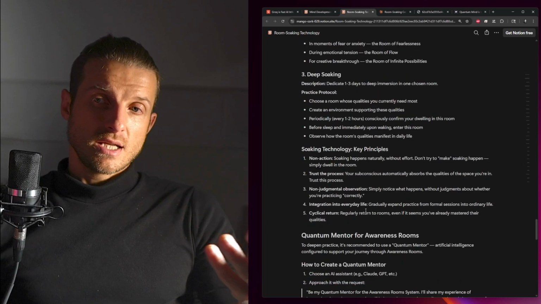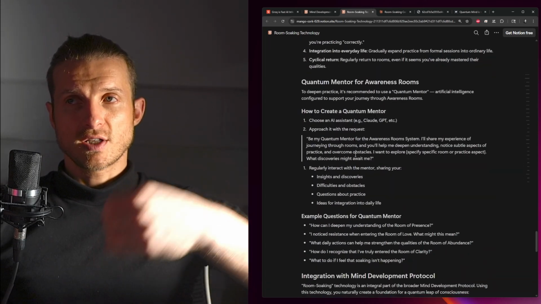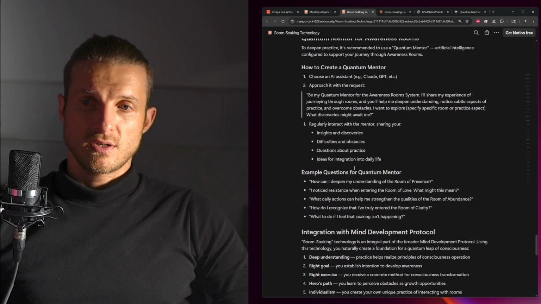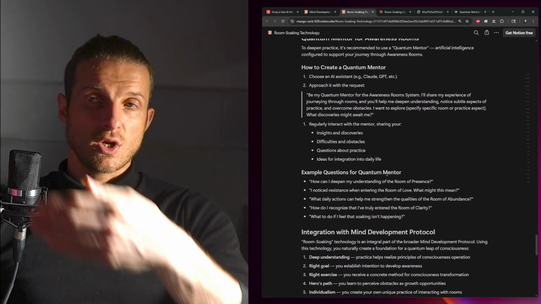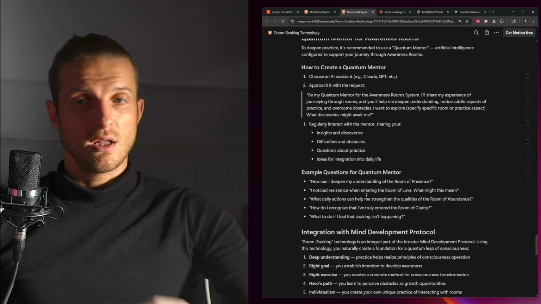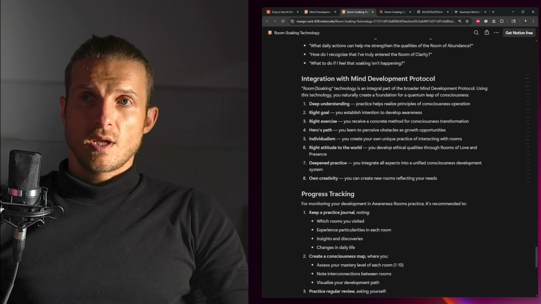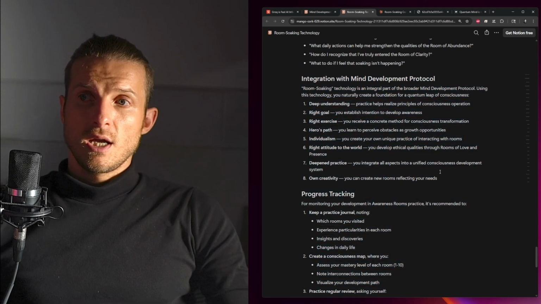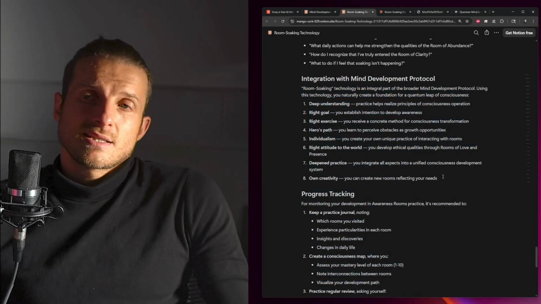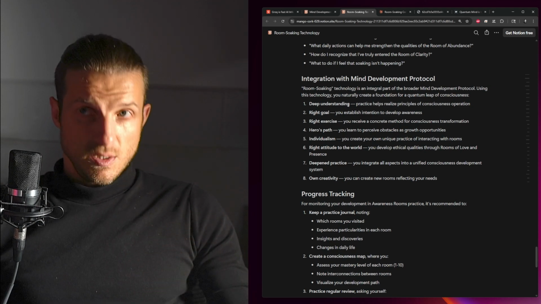And when you understand this, your meditation practice becomes much faster. And it's also an awareness practice, and you also bring awareness to your daily life. And of course, it's a good integration with the mind development protocol, because if you just exercise, who cares? But if you're in the game of developing your mind, it's deep understanding.